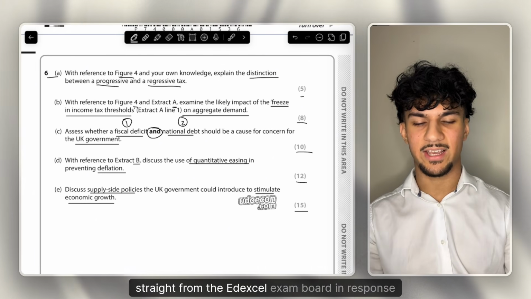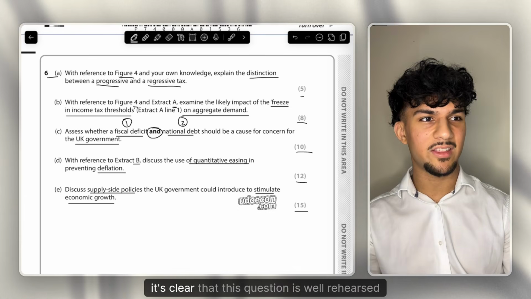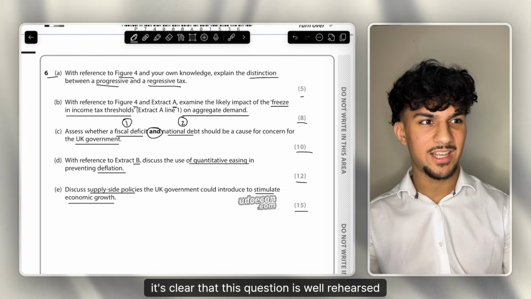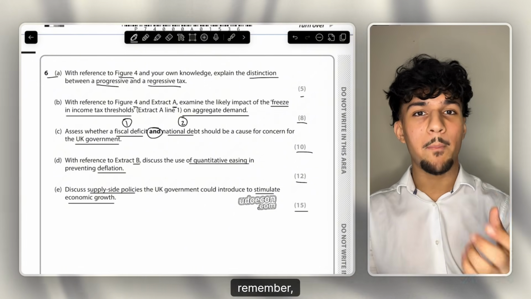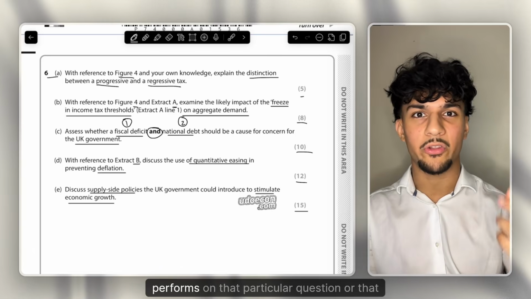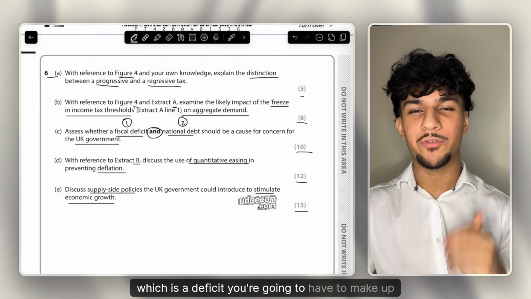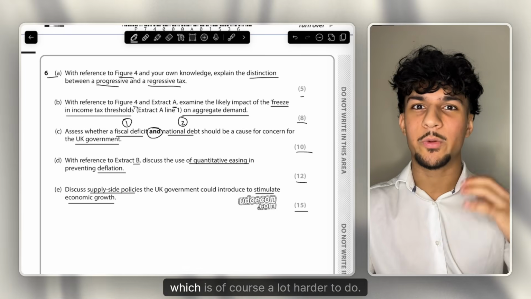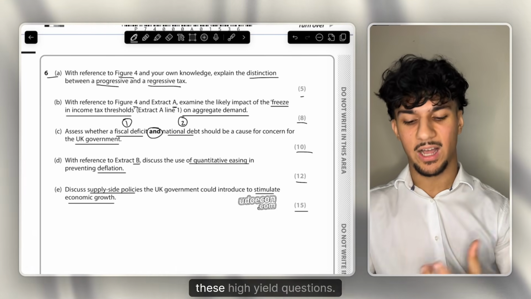Now, straight from the Edexcel exam board, in response to this question in 2024, they said it's clear that this question is well rehearsed and we saw some excellent responses. Now, to emphasise this point, remember grade boundaries are relative. They depend on the cohort and how the cohort performs on that particular question or that particular paper, which is a deficit you're going to have to make up in probably a harder question, which is of course a lot harder to do. So this is really about these popular questions, these high yield questions.